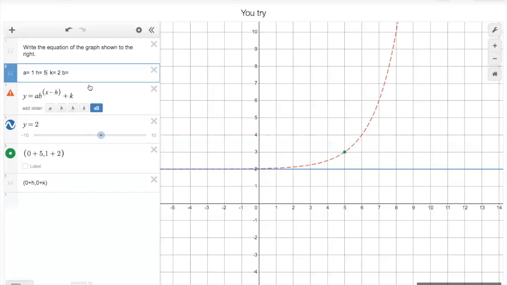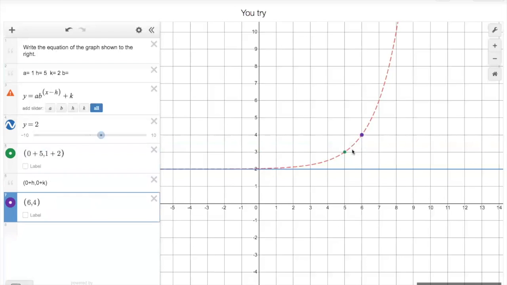So now I have those 3 down. I just need to find the base. And again, to find the base, I'm looking for the point that is 1 to the right. So if my point here is 5, 3, I'm looking for 6, and the y value where x is 6 is going to be 6 comma 4. Count to the asymptote 1, 2. My base is 2.